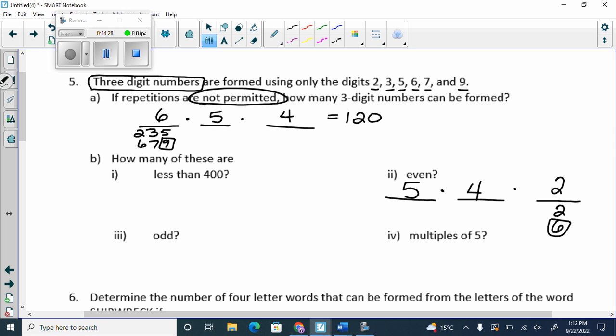Multiples of 5. Multiples of 5 means the number ends in what? 5 or 0. We just happen to not have the option of 0. So for these ones, it can only end in 5, right? If I want a number less than 400, how can I get a number less than 400? Give me one. A 3-digit number less than 400. 335. 135? Yep. Yeah. 273. 392.